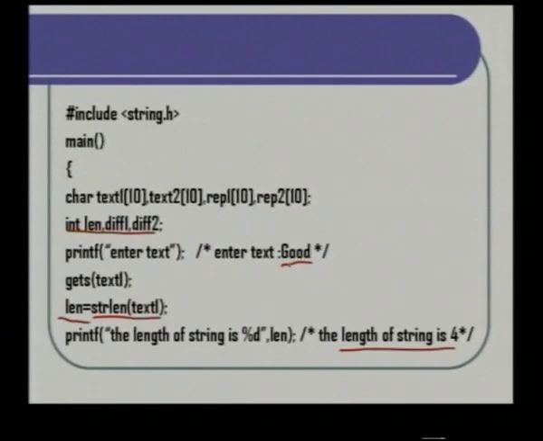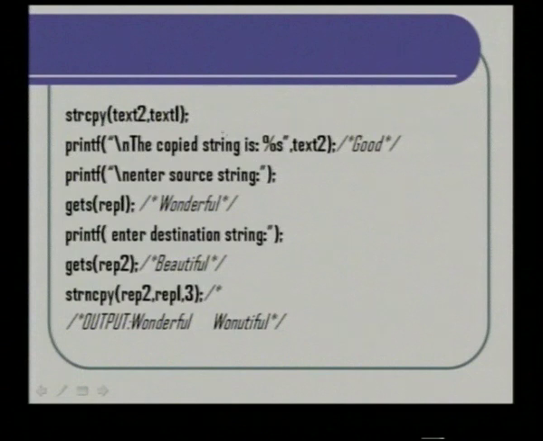Now text 1 is containing this value good. Now what I am doing, I am next using the string copy function. Now text 1 is containing good, I want to copy it to text 2. So text 1 is the source and text 2 is the destination. So I am copying that string text 1 to text 2. Now I want to see whether the string is copied. So for that reason I should display text 2 and see whether it is the same as text 1.